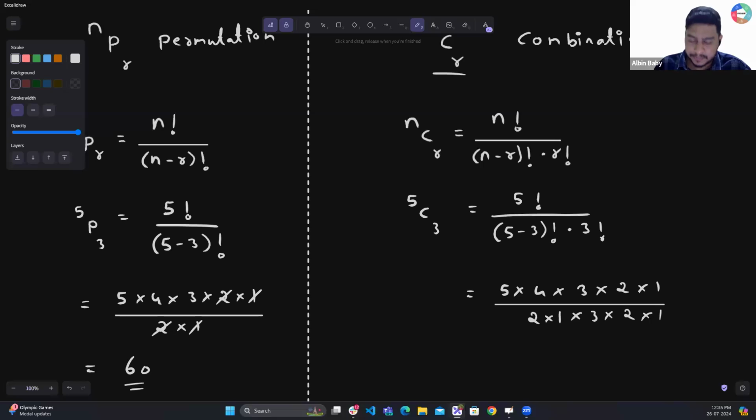So what will happen next? Yes, exactly. This 2 and this 2 will get cancelled. This 1 and this 1 will get cancelled. This 3 and 3 will get cancelled. Yes or no? 2 ones are 2, 2s are 4. So 2 is remaining over here.